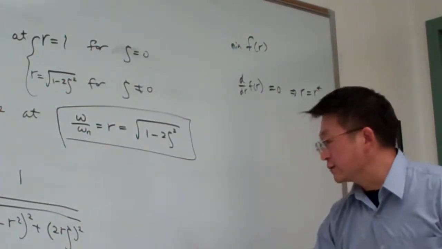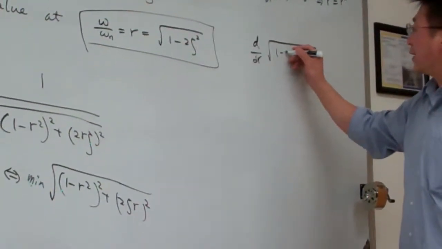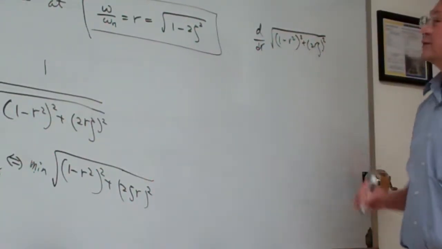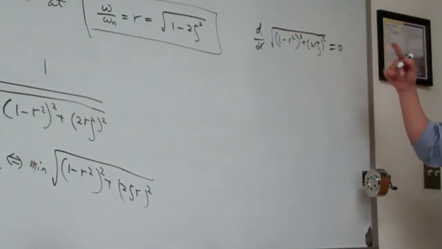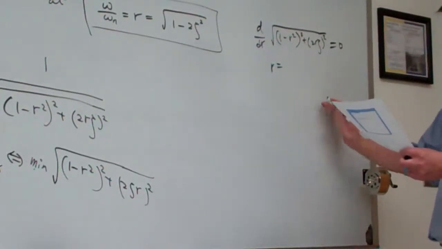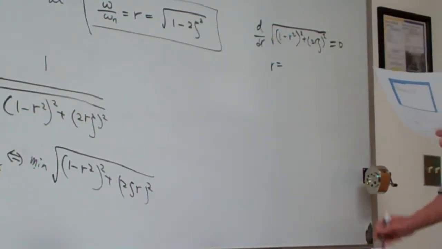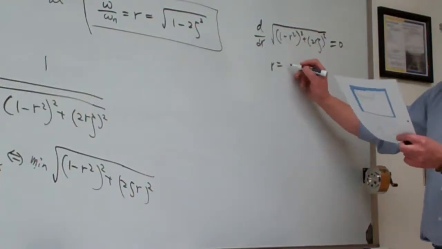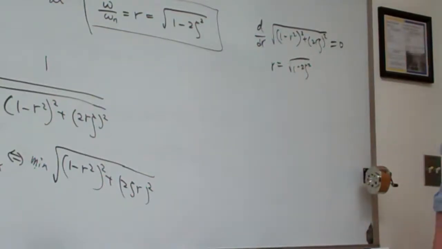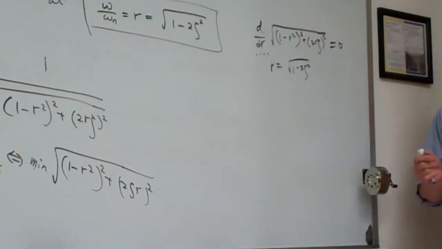So for this case, we simply take the derivative of 1 minus r squared plus 2r zeta squared. We set this equal to 0 and solve for r. In this way, you should be able to find r, and that will be equal to this one. Okay, so here I skip a few steps, you can proceed.